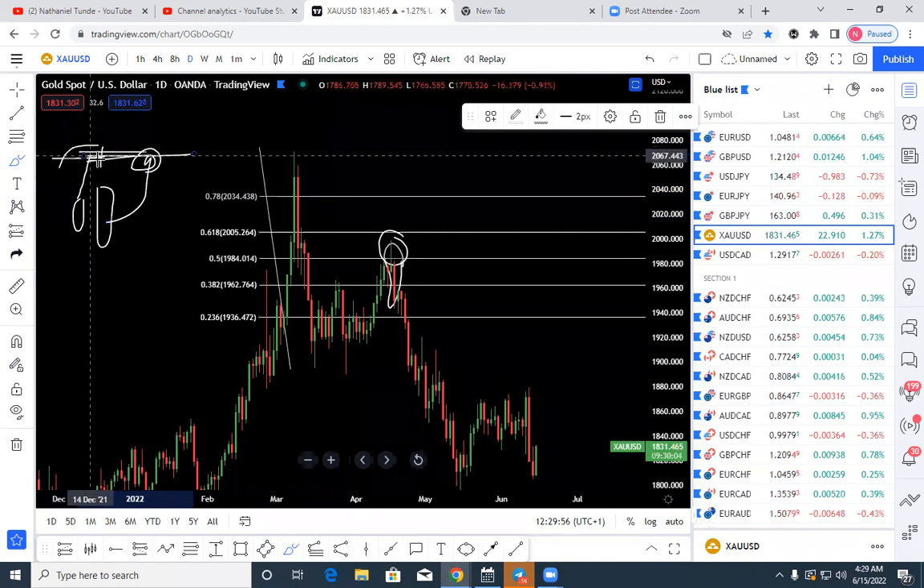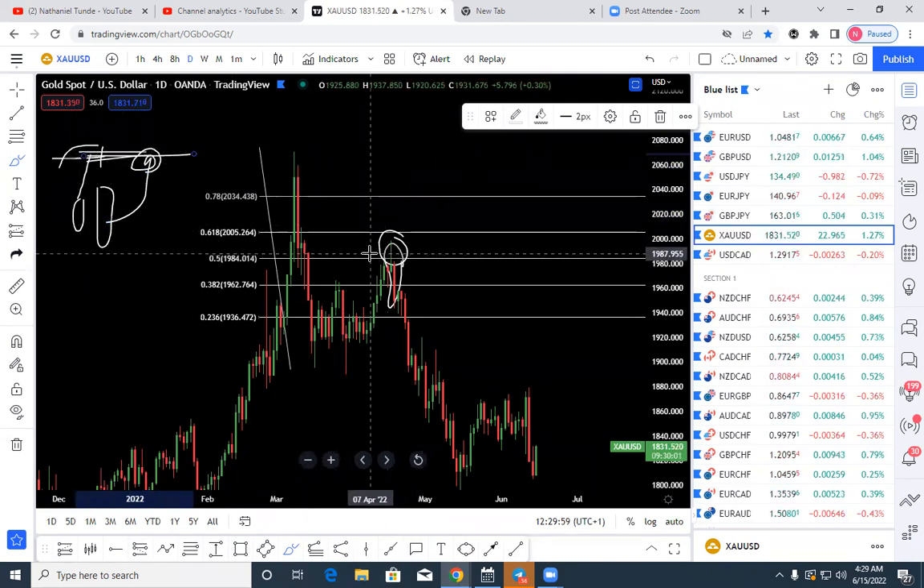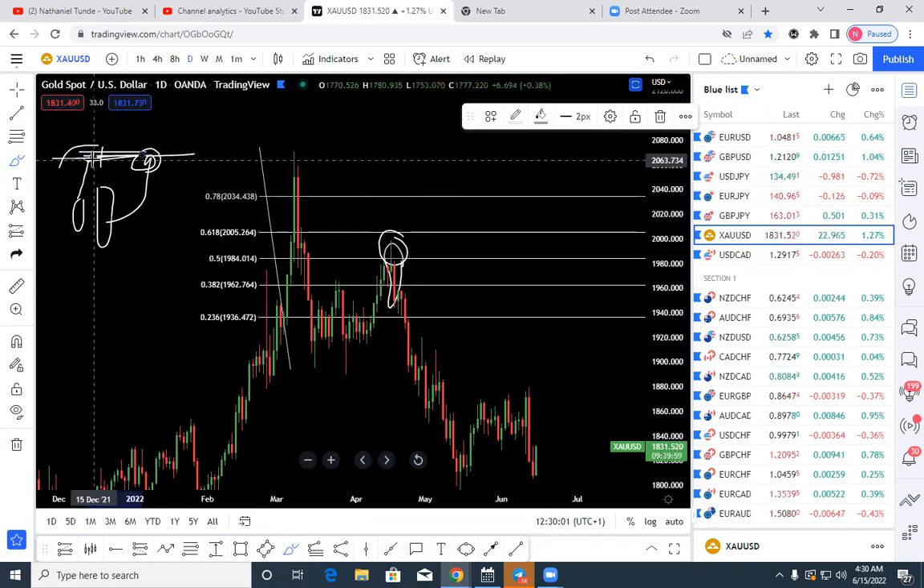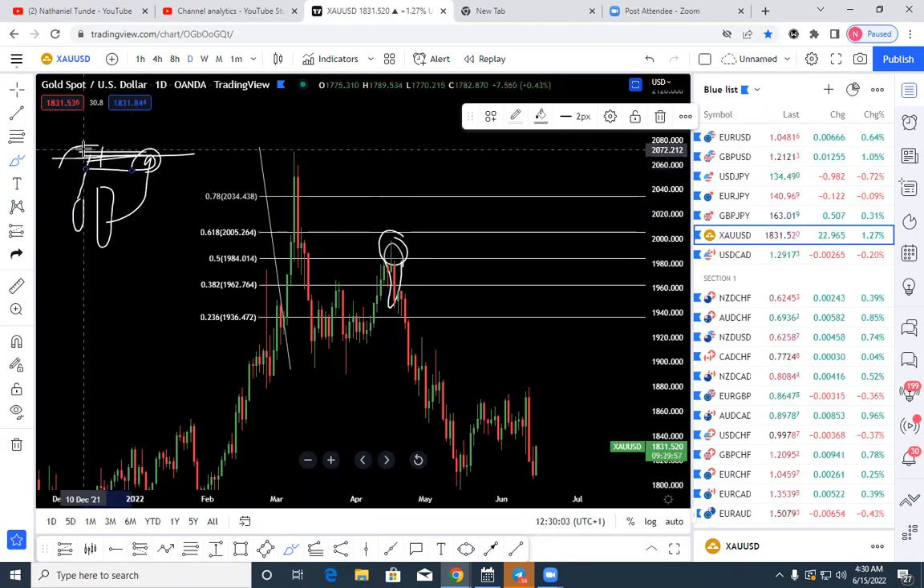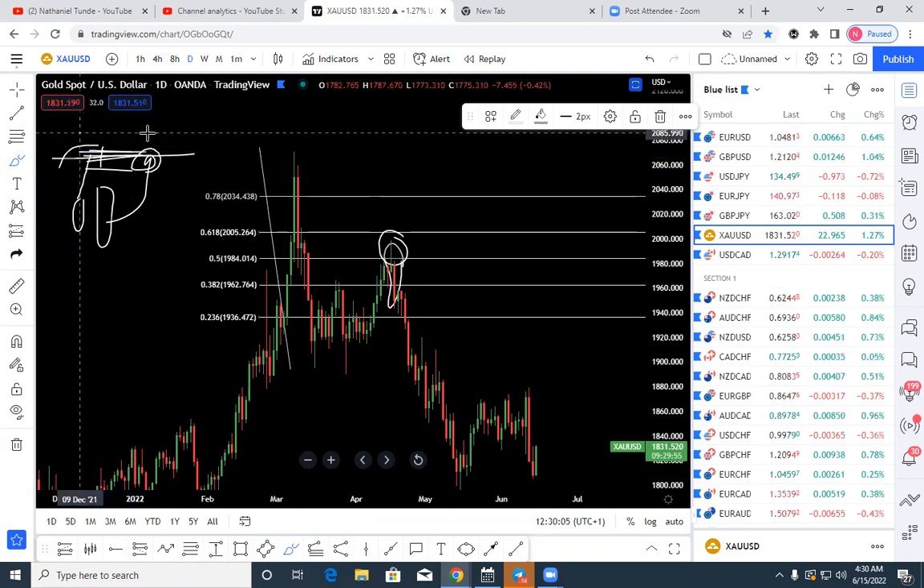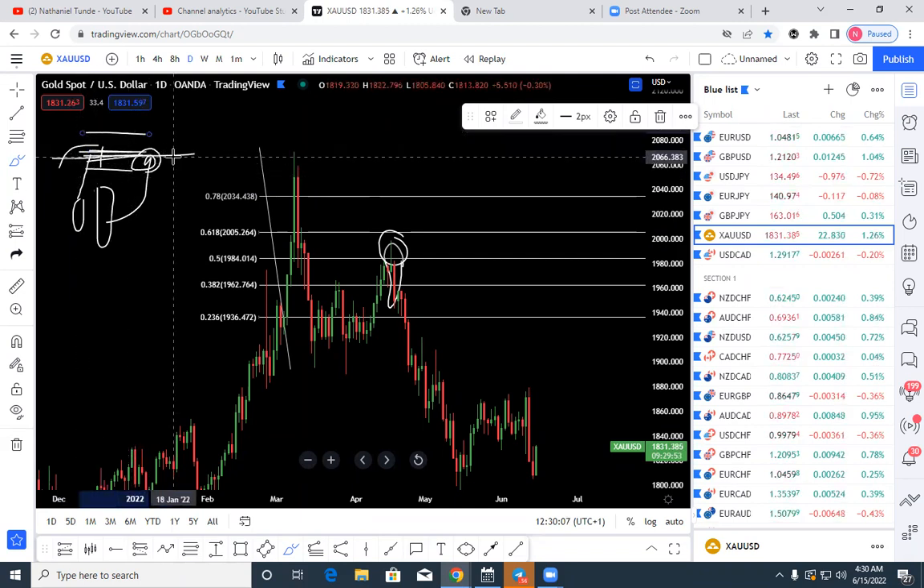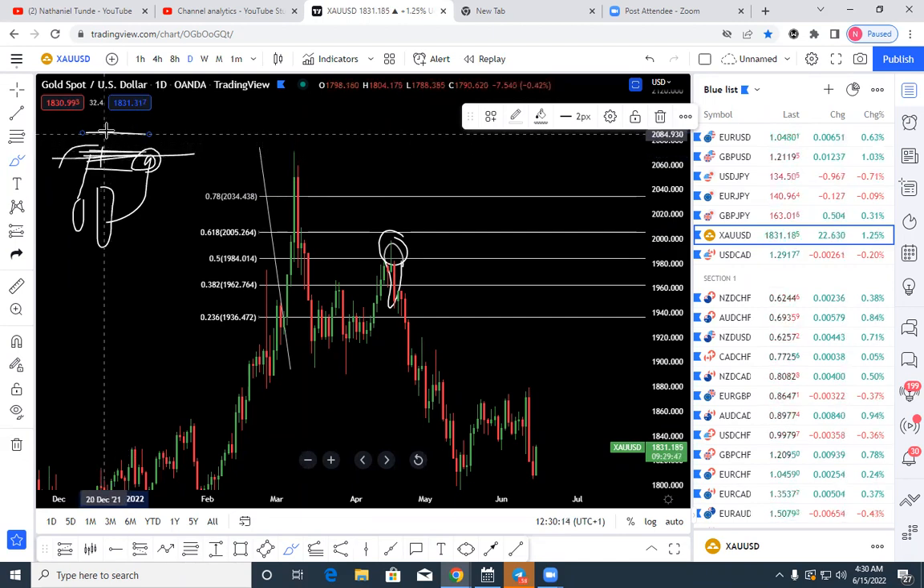You have this: when you bought from here, some people put stop loss here. Then when you sell from here, people put stop loss here, so that your sell is premature. And because the sell is premature, it will just come all the way to the top here. The market will cut it. This stop loss is here. The market will tap your stop loss straight and move down.